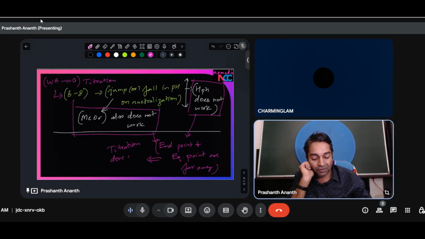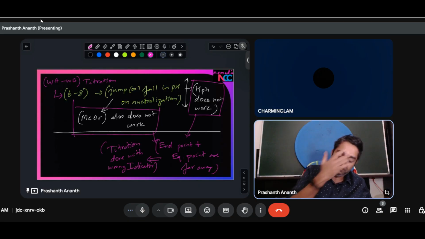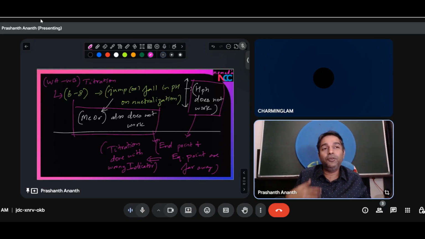Titration done with the wrong indicator is a waste of time. Yes, literally what I am saying is correct. So time was wasted, you have to redo it with some other indicator.